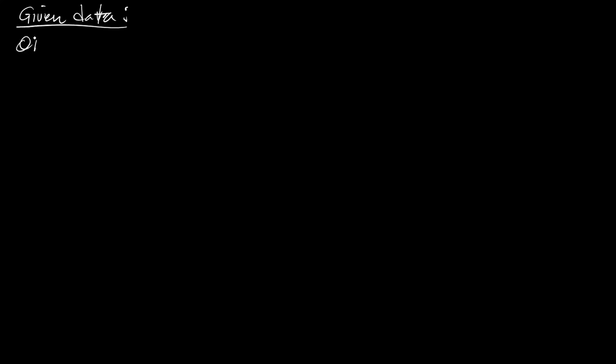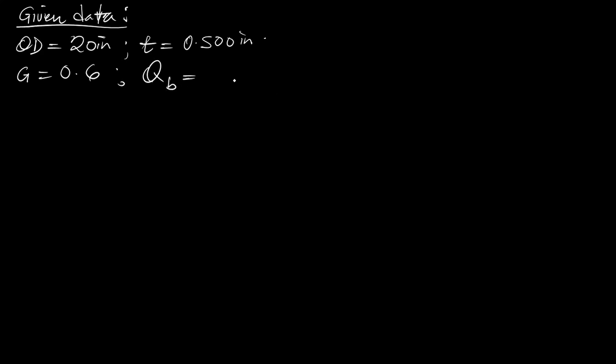The outer diameter of the pipe was given as 20 inches. The wall thickness of the pipe was given as 0.5 inches, while the gas gravity is 0.6. The flow rate at standard condition is given as 220 million standard cubic feet per day, which is 220 times 10 raised to the power 6 standard cubic feet per day.